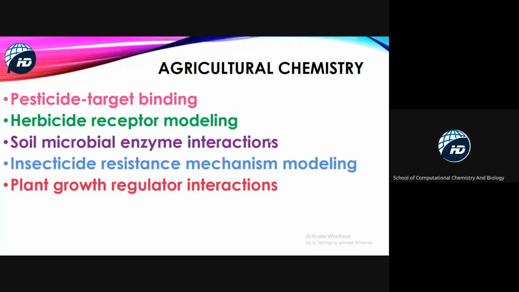In agricultural chemistry, we can do a work on pesticide target binding, herbicide receptor modeling, soil microbial enzyme interactions, insecticide resistance mechanism modeling, and plant growth regulators. You can do a work on that in agrochemistry.